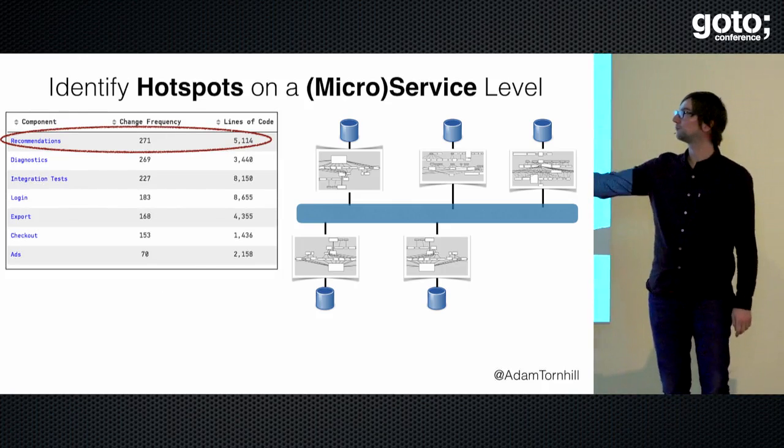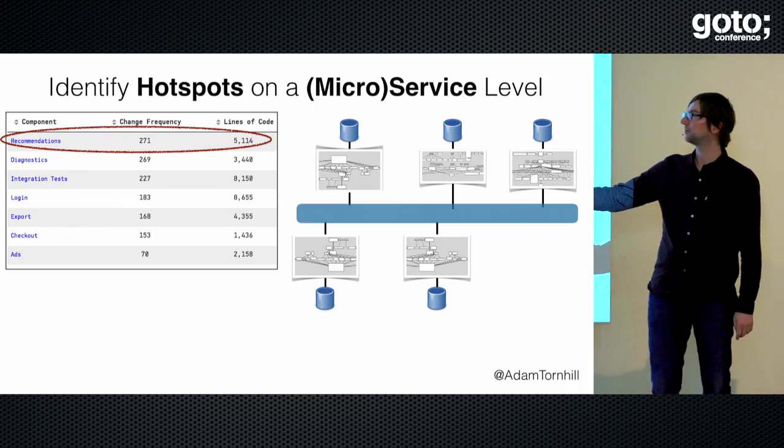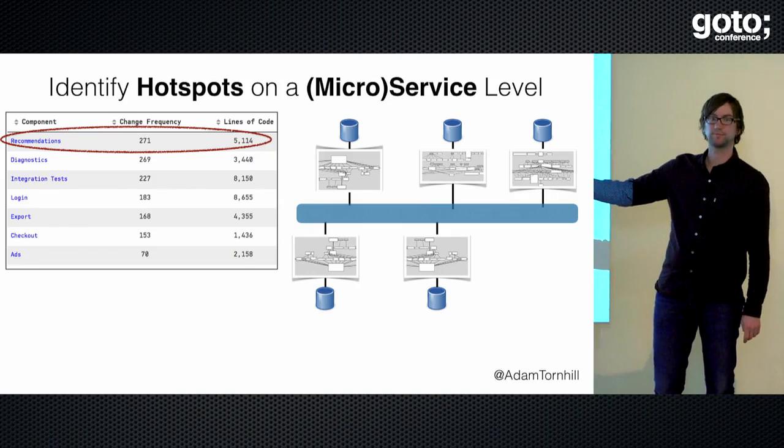So once we start to measure hotspots on this level, we can identify hotspot services. So this is actually some real data from a real system, and we see that the number one hotspot here is something called the recommendations service. We see we have done a lot of changes to that piece of the code, and it now consists of around 5,000 lines of code.